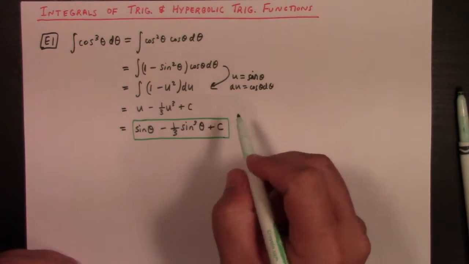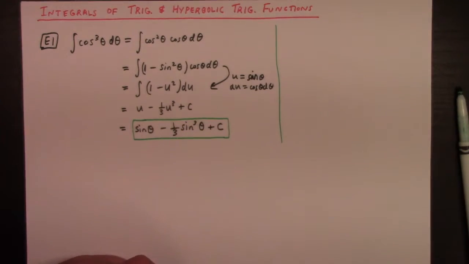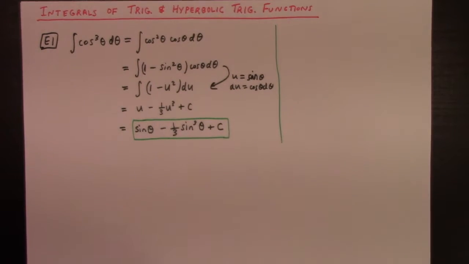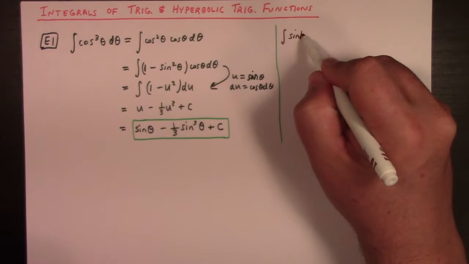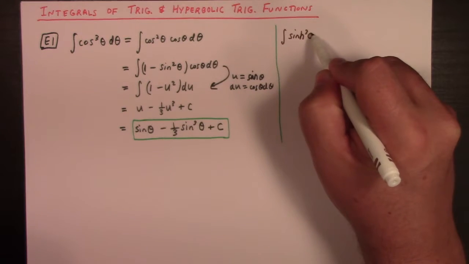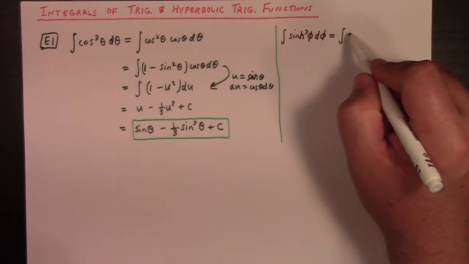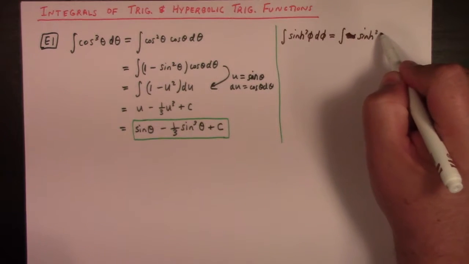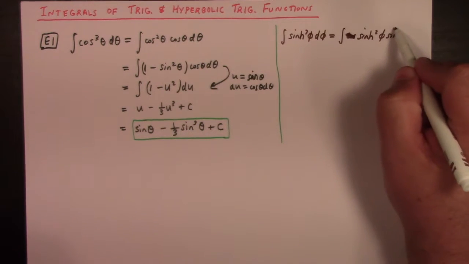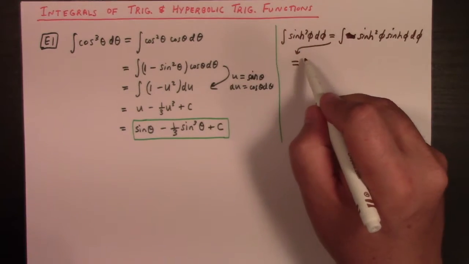Sort of dual to that, let's look at the integral of hyperbolic sinh cubed. I'll use phi for the variable. Alright, so that's the integral of sinh squared phi, sinh phi d phi, and let's see here, I'll give myself a little more room. That's equal to the integral.